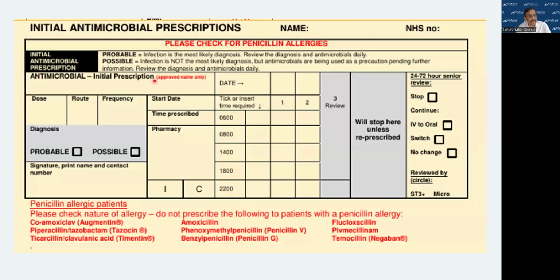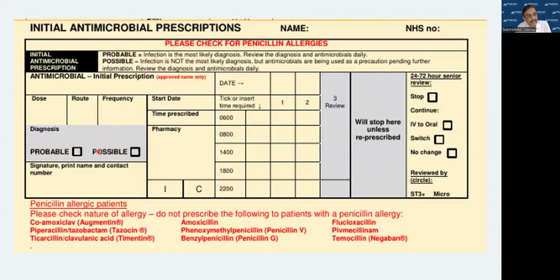So here is the initial prescription. You have to write the dose, route, and frequency, and you write your diagnosis, say for example pneumonia or enteric fever, and write whether it is a probable or possible diagnosis. What is the difference? Probable means infection is the most likely diagnosis. Review the diagnosis and antimicrobials daily. Possible means infection is not the most likely diagnosis, but antimicrobials are being used as a precaution. Sometimes you do that empirically, right?